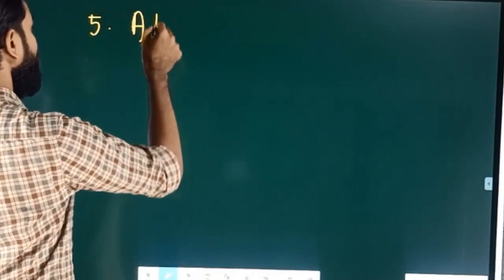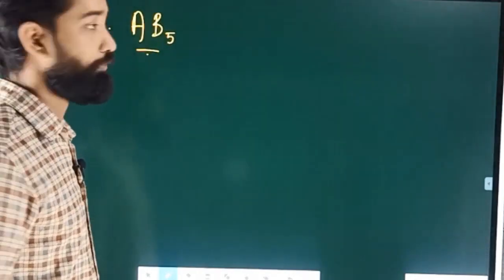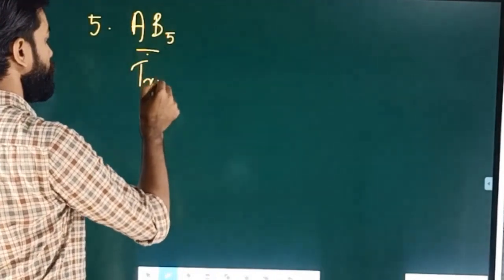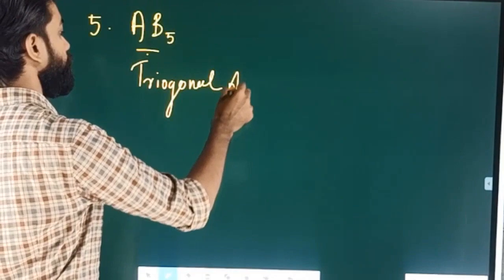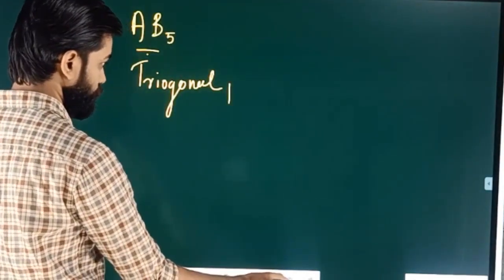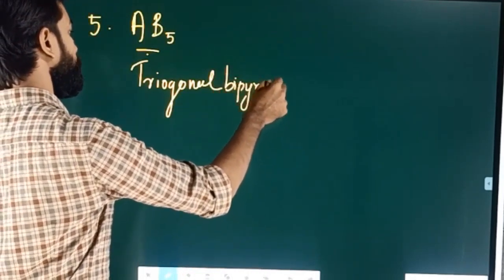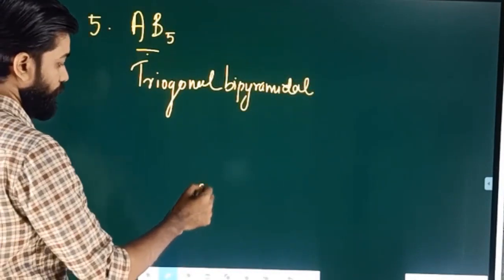the next category, that is AB5. AB5, the shape is called trigonal bipyramidal. Trigonal bipyramidal. Now what about the shape trigonal bipyramidal?